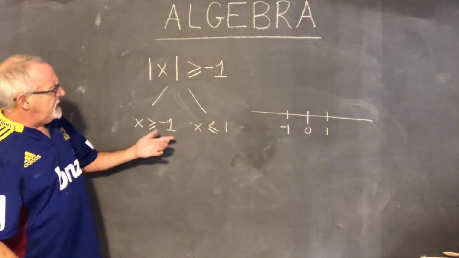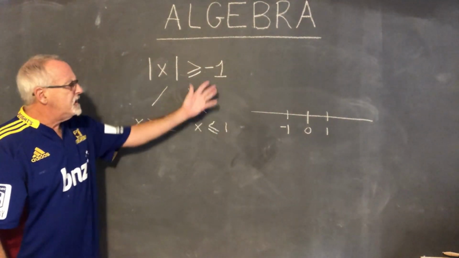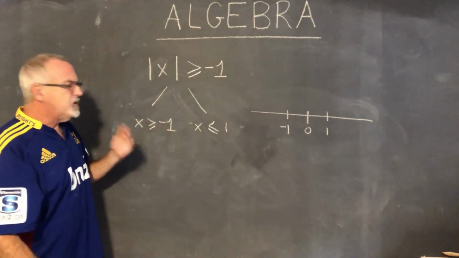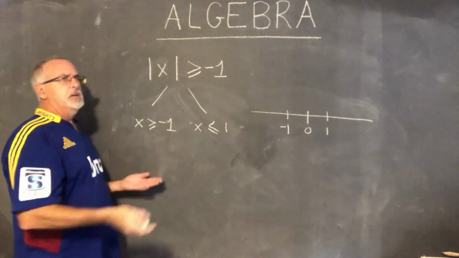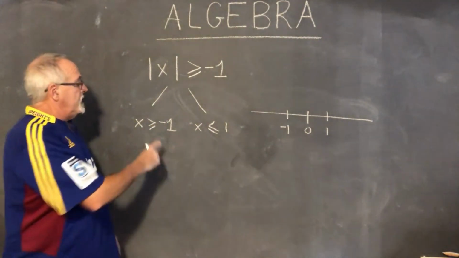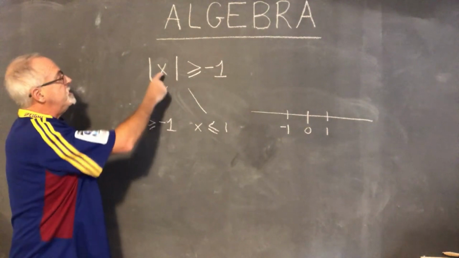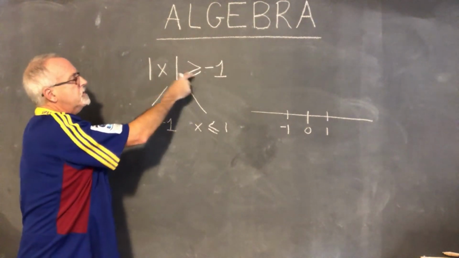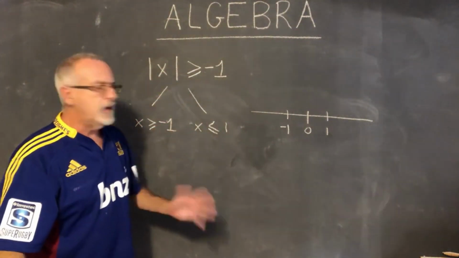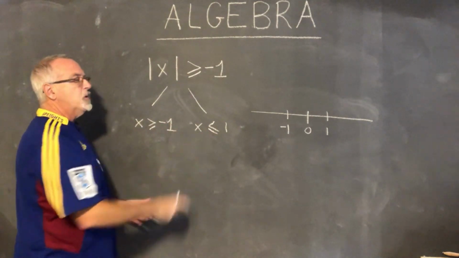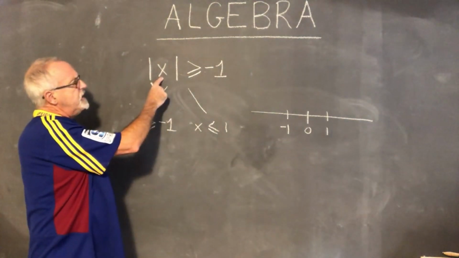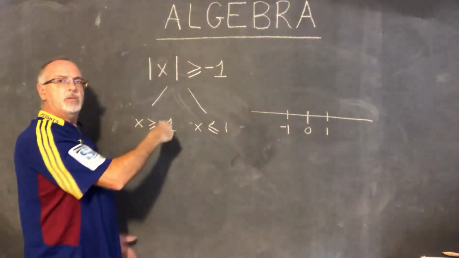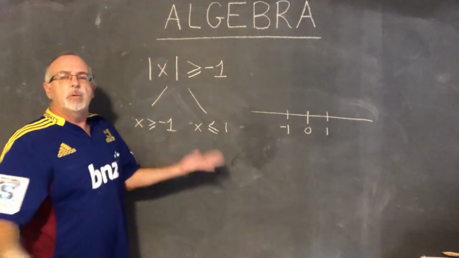And then, am I sure that this is right? Because that was a little weird. Do I feel sure? Well, I can sort of test it. A number greater than or equal to -1, like say 0. Is 0 going to be true here? The absolute value of 0 is 0. Is 0 greater than or equal to -1? Yes, it is. So that makes sense. A number less than or equal to 1. How about -3? -3 is less than or equal to 1. If I put -3 in here, the absolute value of -3 is 3. And 3 is greater than or equal to -1.